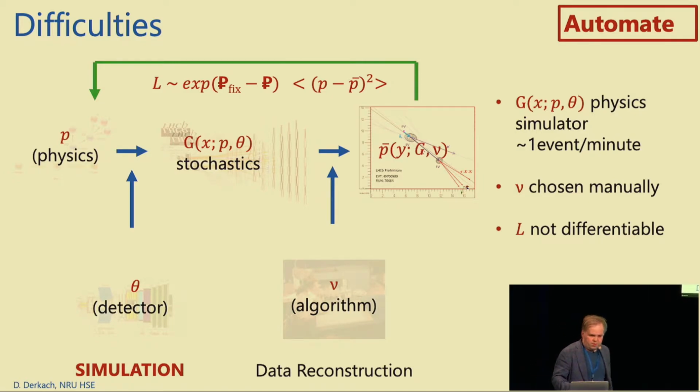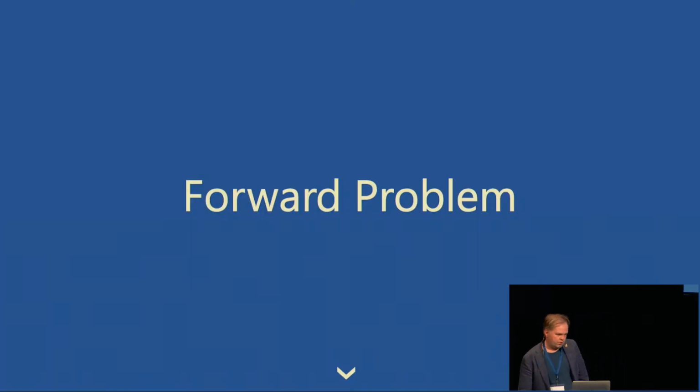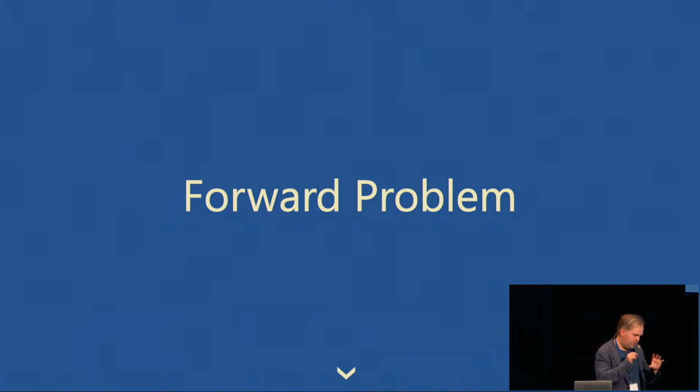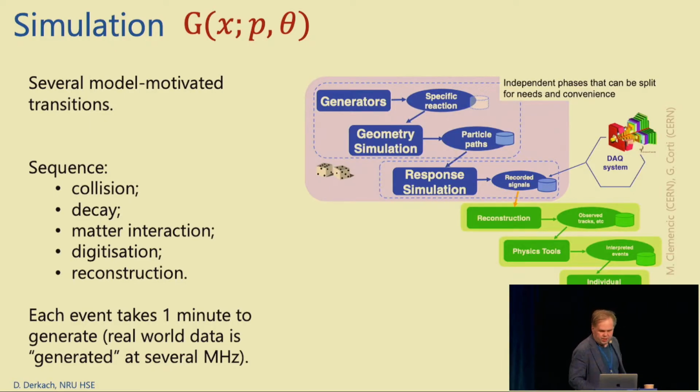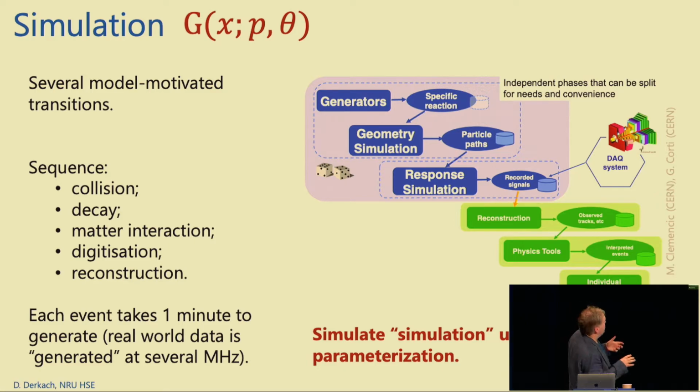So we need to solve several problems, and here machine learning helps us. The first problem is generally called the forward problem. This is the problem when we need to describe what is happening inside a detector based on the physics characteristics of the event that we look at. And in fact, we have very good physics-based simulations that I told you about, but this is very complicated.